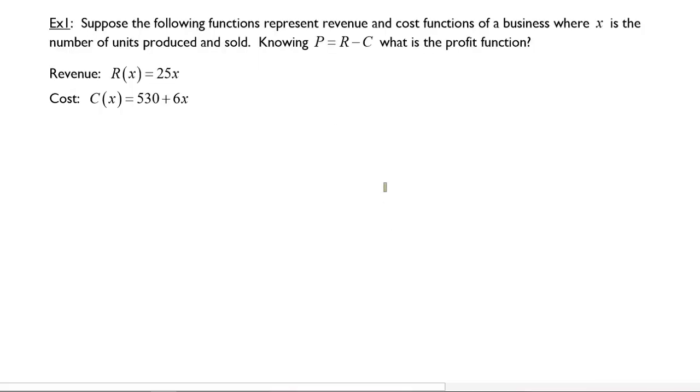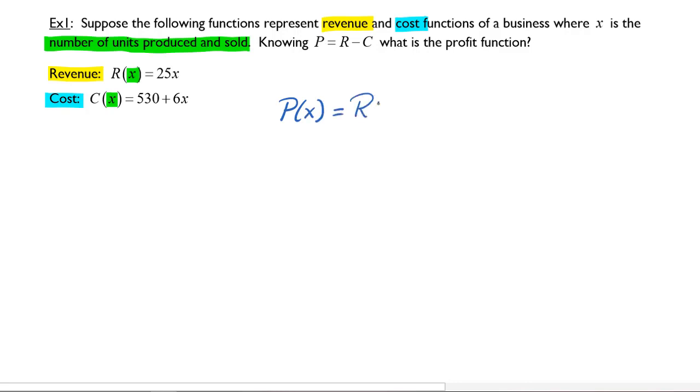Suppose the following functions represent revenue and cost, where x is the number of units produced and sold. We can now write this as a composition of functions. P(x) is equal to r(x) minus c(x).